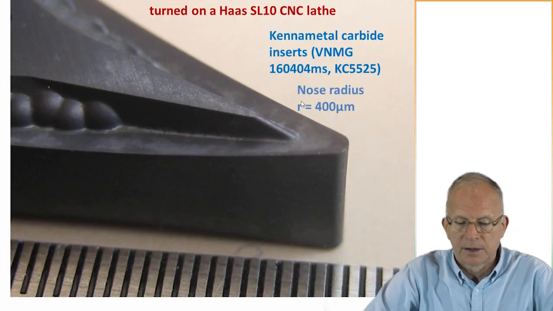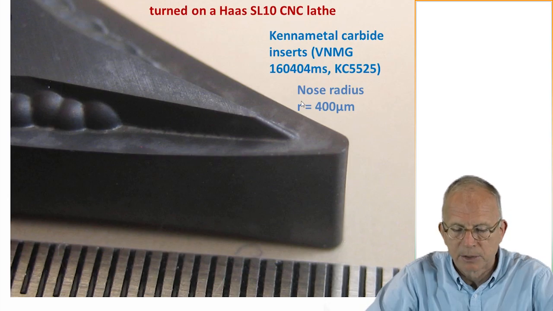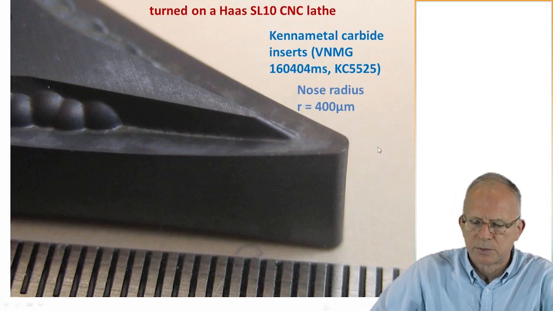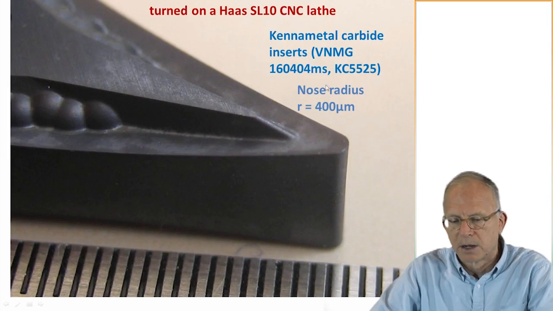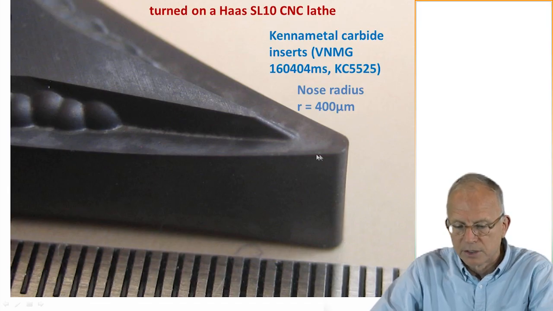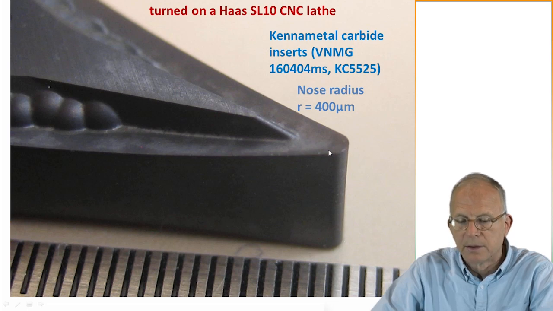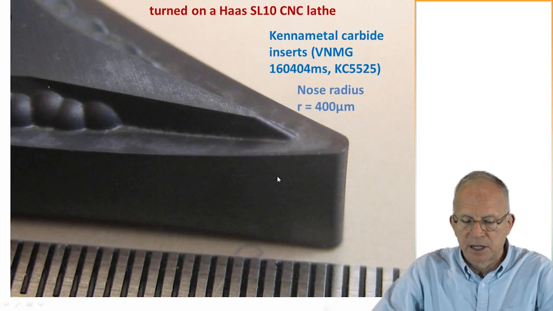Here is a tool. I think it's similar to the one that was used, or it's used anyways before it got used perhaps. So it's Kennametal with this designation, and the tool nose radius is about 400 micrometers. So that's this radius here. This is the tool edge radius here, and then here's a chip breaker further back. And it was turned on a Haas SL10 CNC lathe.